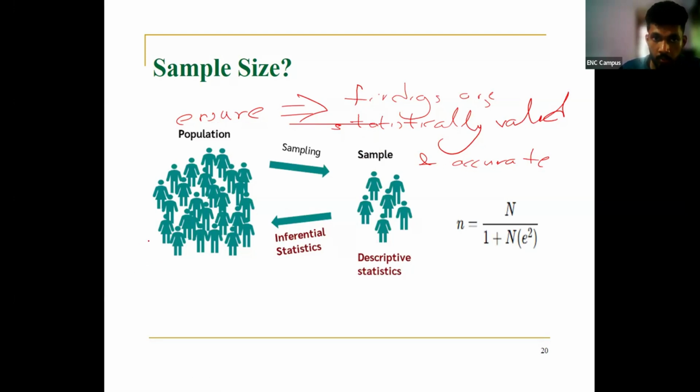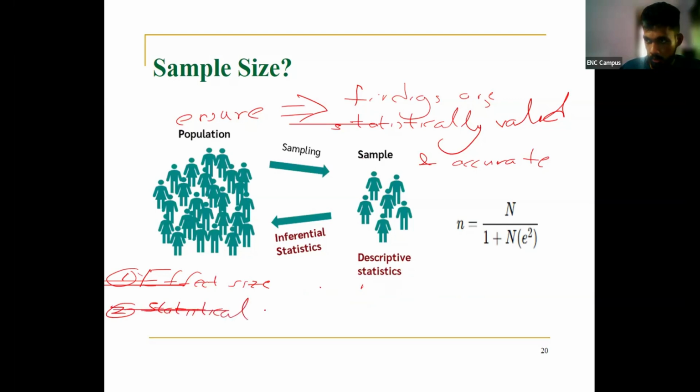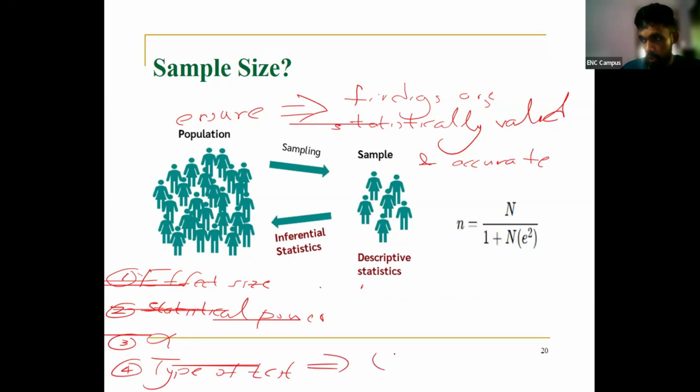So determining the right sample size will be based on effect size, statistical power, significance level, and the type of test. So we will be using tests like t-test, ANOVA, regression. So based on that test, the sample size will be different, right?